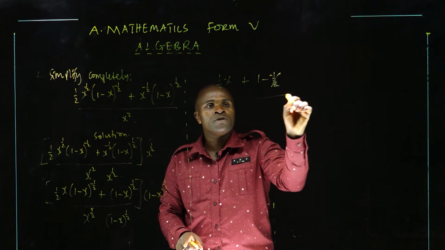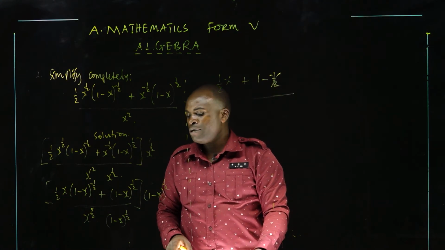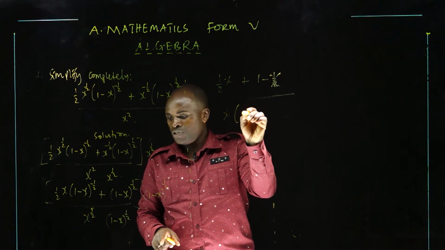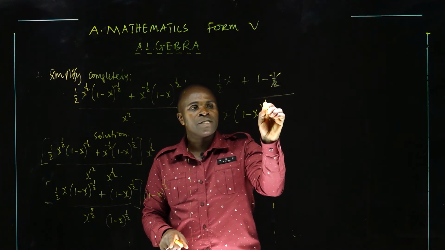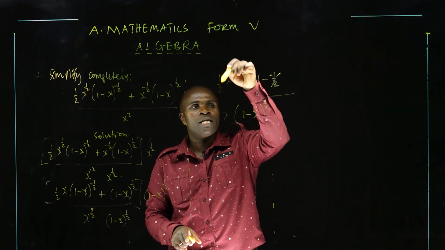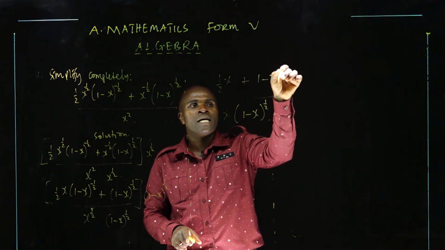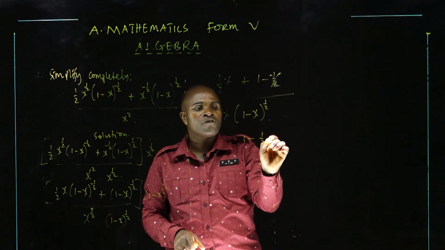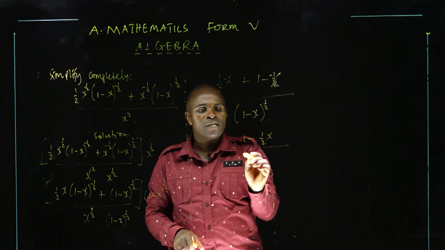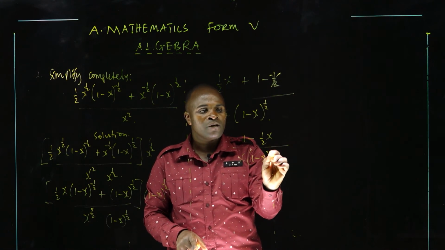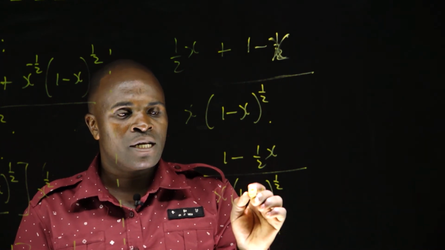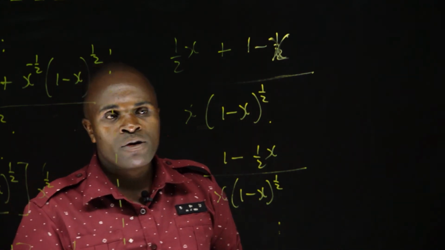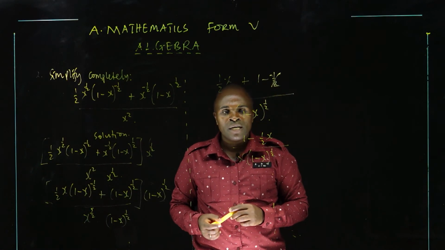And then our denominator will remain x times 1 minus x power half. And then here, operating algebraically, a half x minus x is simply negative half x. So it's 1 minus 1 over 2x. And the denominator is what? x, 1 minus x power 1 over 2. So you can see, class, this is completely simplified, and you cannot simplify beyond this. Okay. I could not go beyond this with the part of exponents.